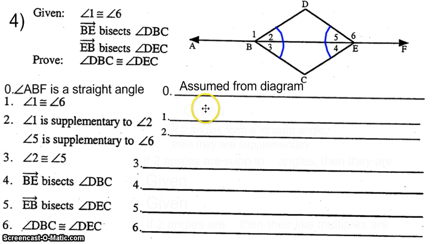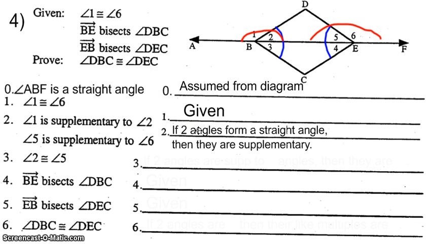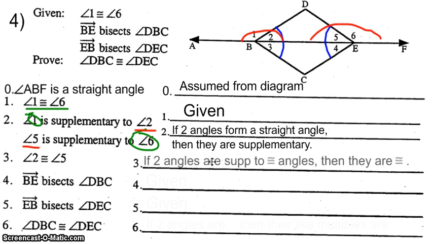So angle 1 being congruent to angle 6, we can say is given. And if we look in the diagram, 1 and 2 are angles that form a straight angle. So we can say that those two angles are supplementary, which is the same as angles 5 and 6. So if two angles form a straight angle, then they are supplementary. And as we talked about a couple days ago, we have angles 1 and 6 are marked congruent, which is mentioned right here and right here. Therefore, the angles 2 and 5, which are supplementary to congruent angles, we can say that those angles are congruent.